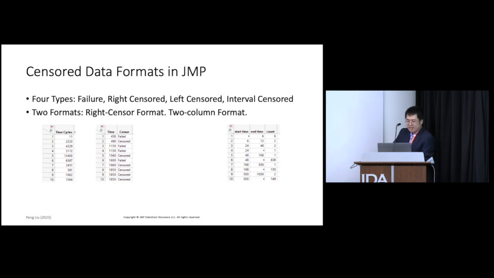Censored data formats. So what is censoring? Let me first summarize. What are the censoring types? There are 4 types here. First is failure. Failure means you know the time it fails exactly. No more, no less. So that's exact failure. Second one is called right censoring.